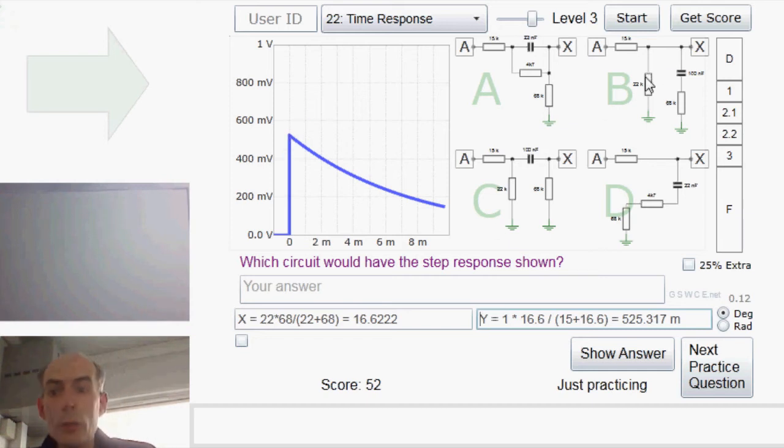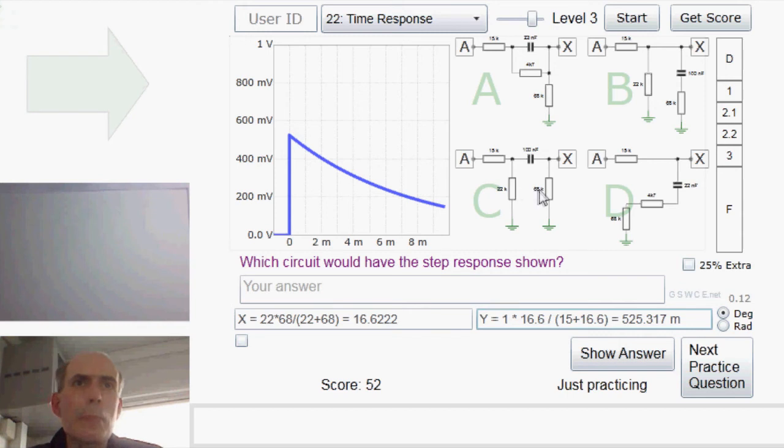Moving on, it might not be the only one that solves our problem. C, here, unfortunately the same thing would happen. If I replace the capacitor with a short circuit, we'd have 15K, and then 22K plus 68K in parallel, so exactly the same thing would happen, and this would give me the same initial jump as circuit B. But in circuit D, you'd have 15K and then a 4K7 and a 68K in parallel. That's completely different, so no. The answer is going to be either B or C.